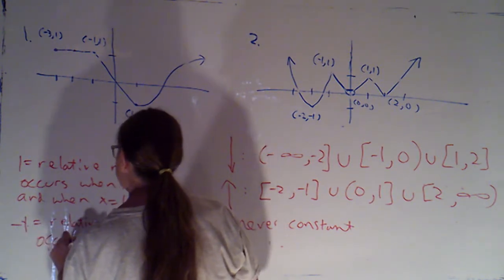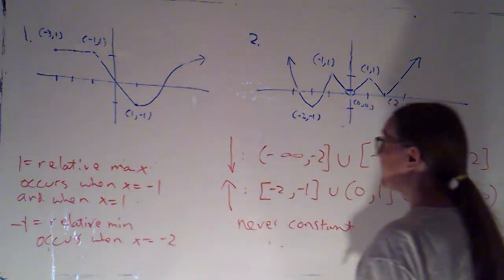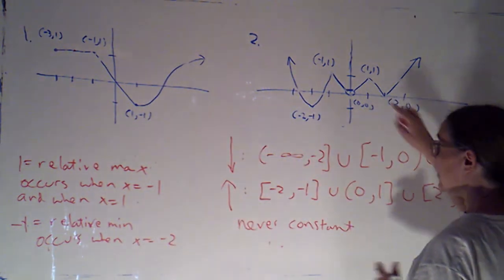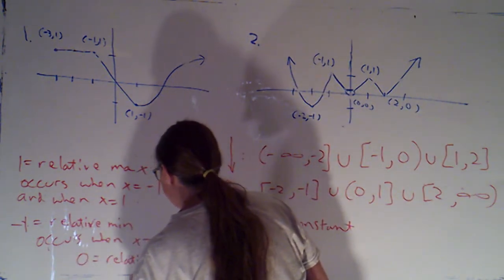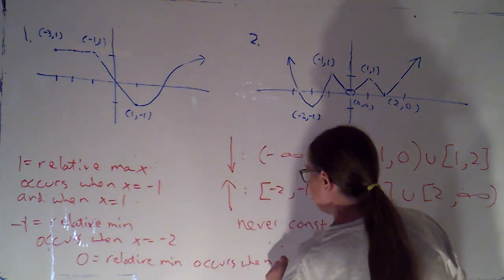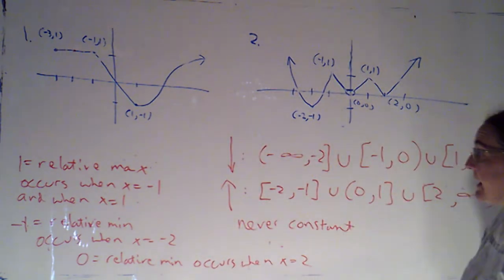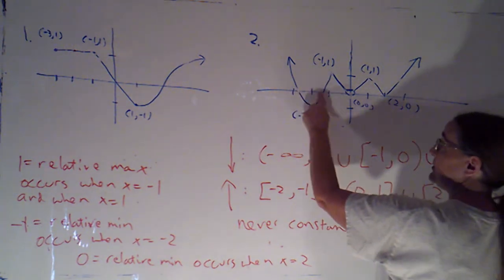and it occurs when x equals negative 2. And then I can say 0 is also a relative min, and that occurs when x equals 2. Now, that's not the only place when my function is 0. It's 0 here and here as well.